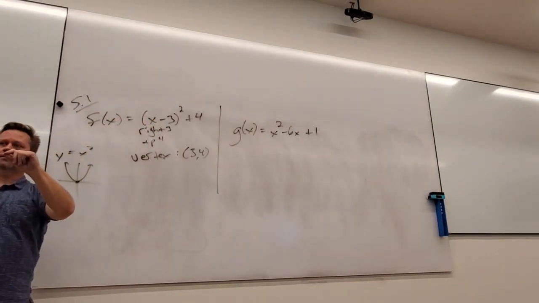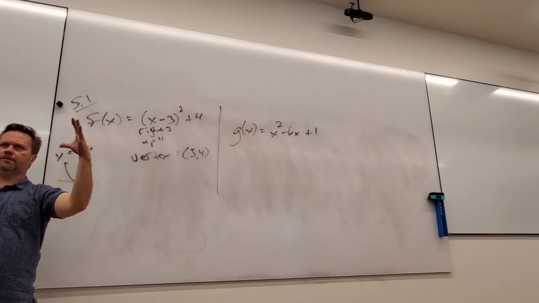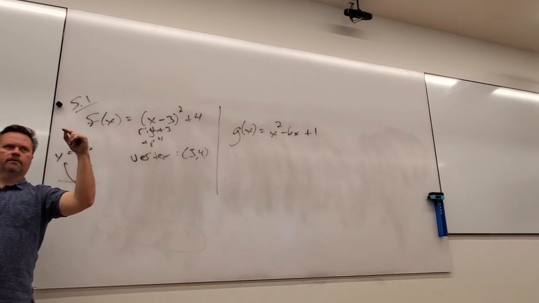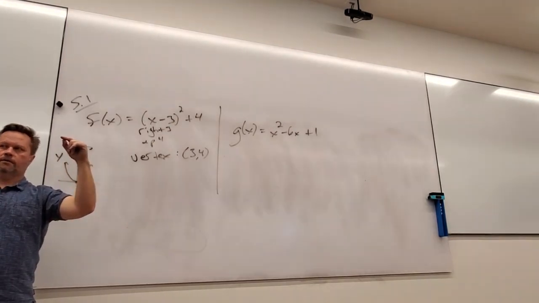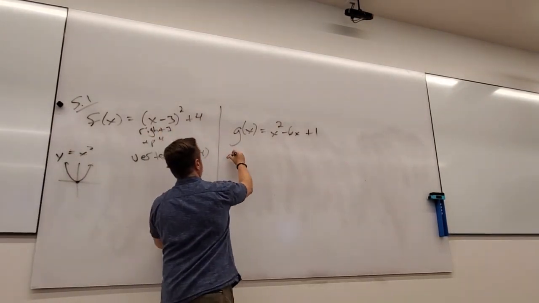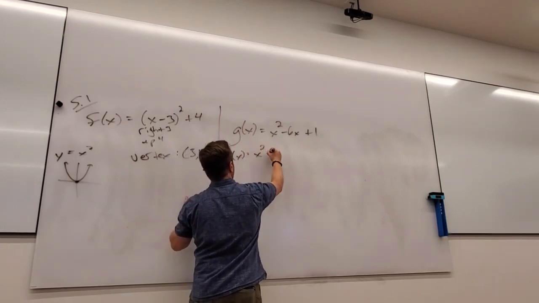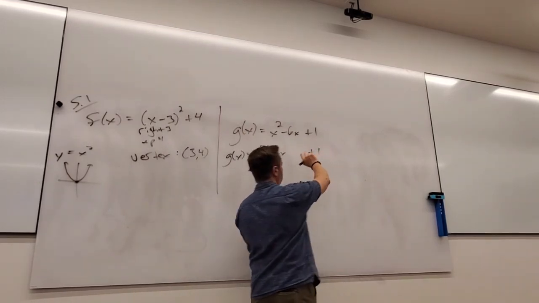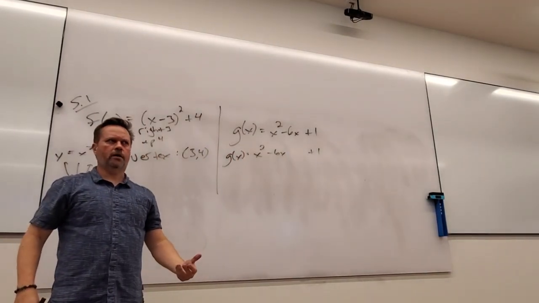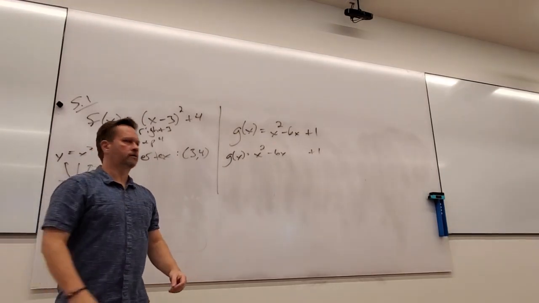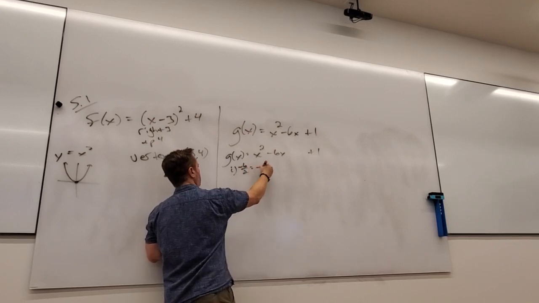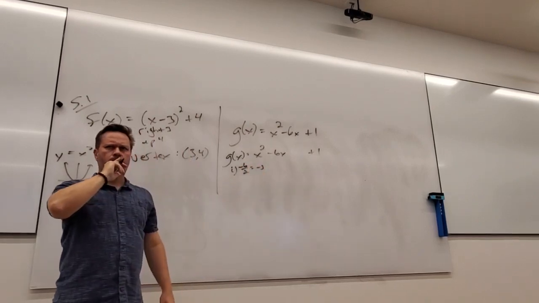What's the name of the process that helps me get stuff together like this to make it something squared? Completing the square, right? So watch this. If I put the +1, move that over a little bit, right? What are the steps for completing the square? B over 2 squared. So the first step, -6 over 2 is -3, squared.